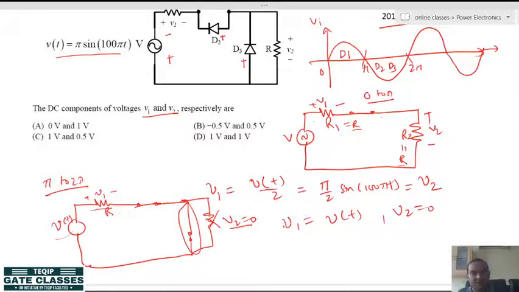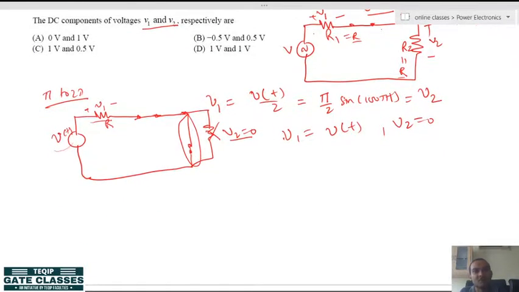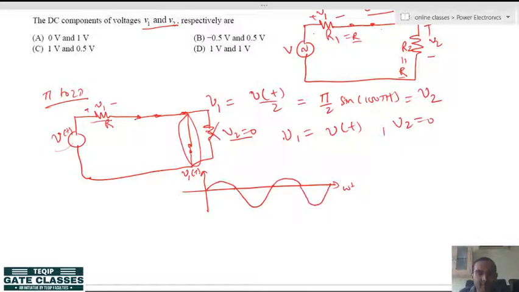Now in this case we just want to calculate the DC component. DC component means you have to find the average value. So if you want to find the average value, just draw V1 and V2 separately. If you draw V1(t), it will be like this, where this amplitude is pi by 2 and this amplitude is pi. If you find this average output voltage, you see one thing, minus, plus. So plus is here, minus here. So it is equal to minus of Vt.